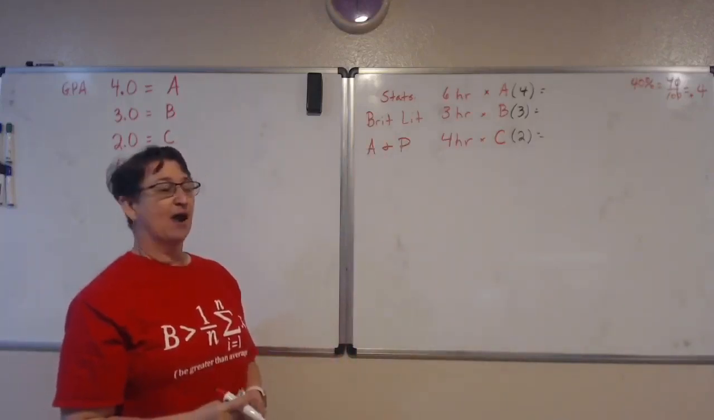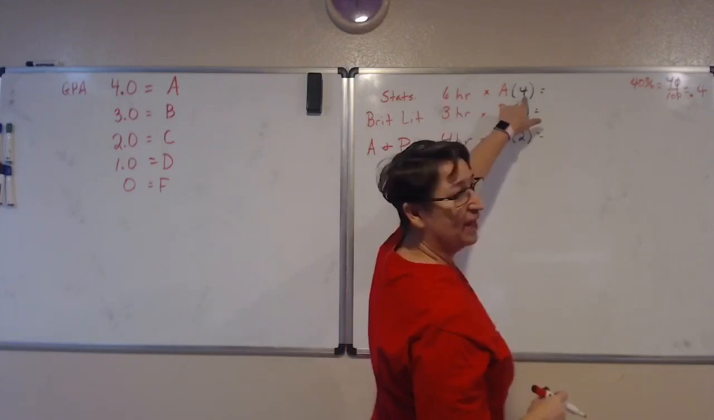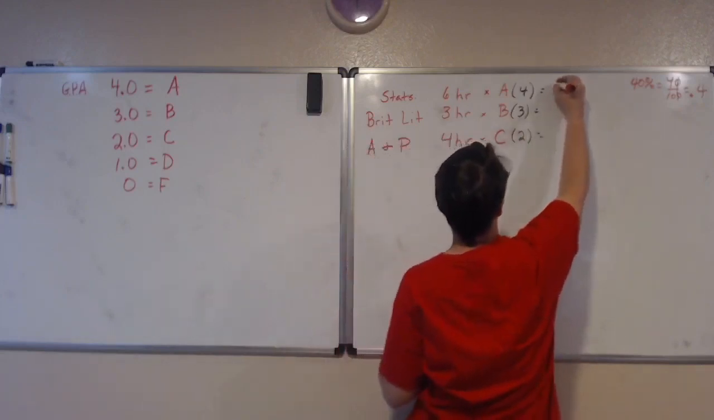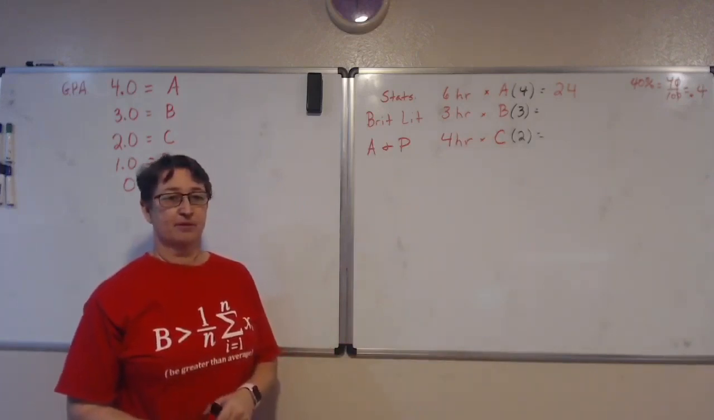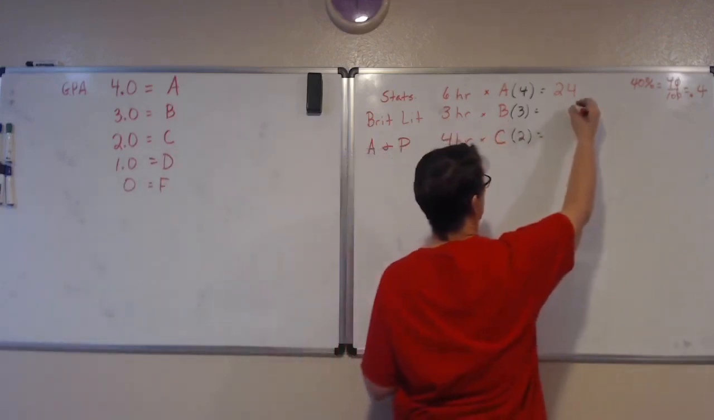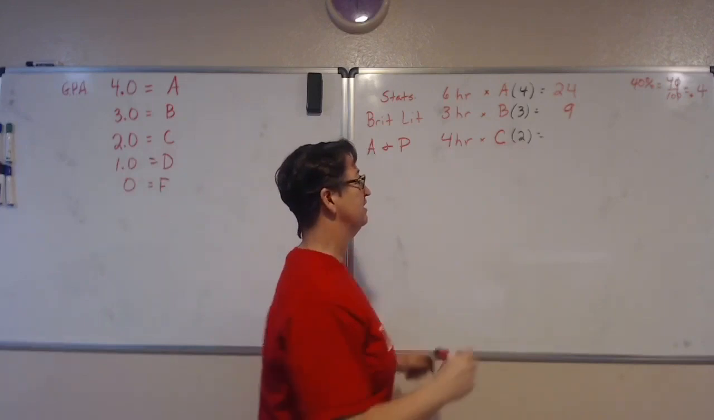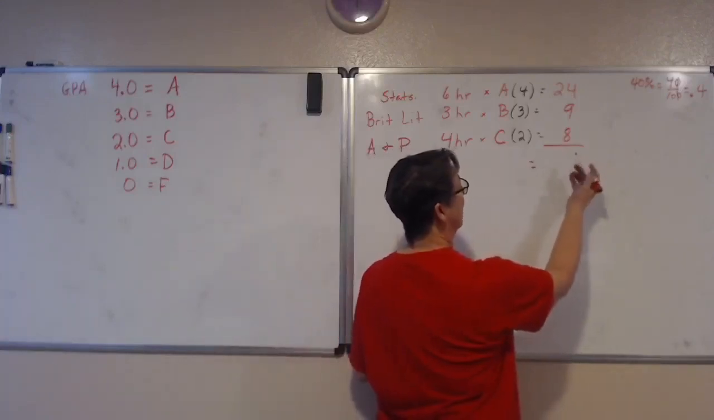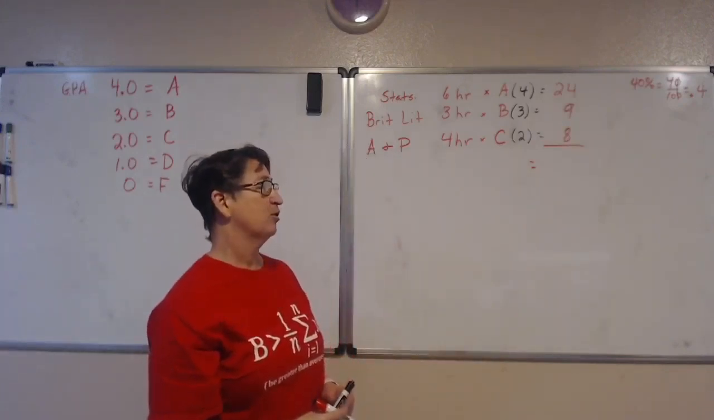Perfect. Now, I'm just going to multiply the number of hours times the points that I would have earned. So 6 hours times those 4 points is 24 points that I've earned. And then 3 hours times 3 points gives me 9 points that I've earned. And 4 hours times 2 points is 8 points that I've earned. So here we go. Now all I do is add it up, just like before. I'm going to add up my number of points that I've earned.